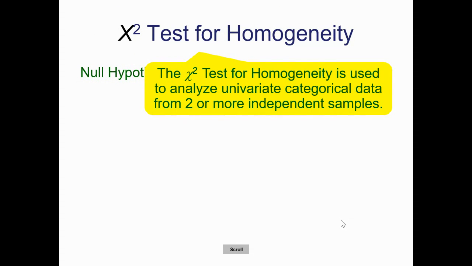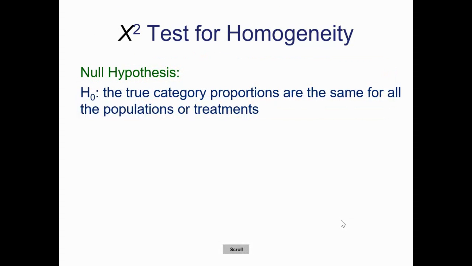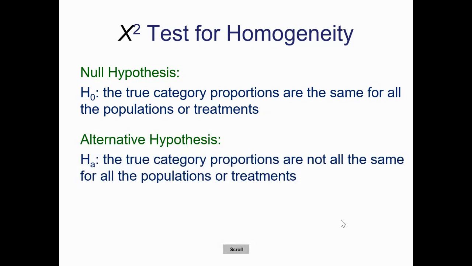The null hypothesis is that the true category proportions are the same for all populations or treatments. True proportions are the same. Which means the alternative is that the true proportions are not the same for all populations.